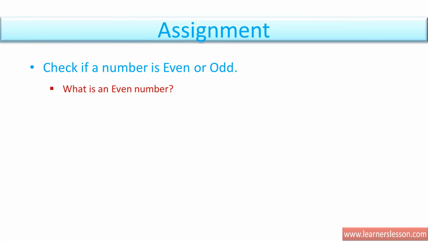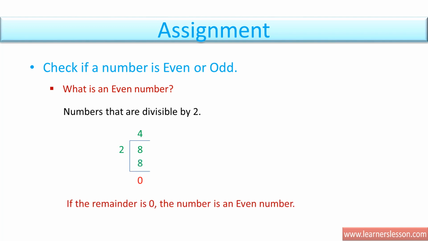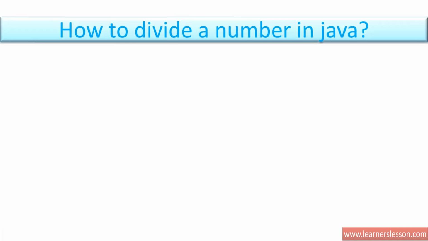Again, what is an even number? An even number is a number that is divisible by 2. So let us take the example of 8. So when 8 is divided by 2, we get 2 4s are 8 and the remainder is 0. So if the remainder is 0, the number is an even number. So what we got is, if the remainder is 0, it's an even number, and if the remainder is 1, it's an odd number. So how to divide a number in Java?